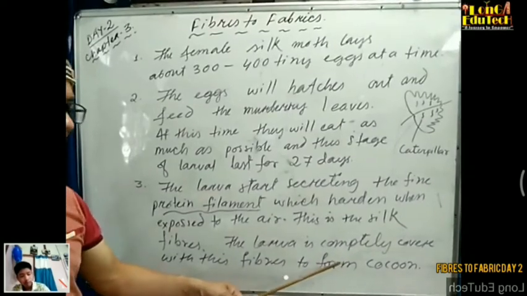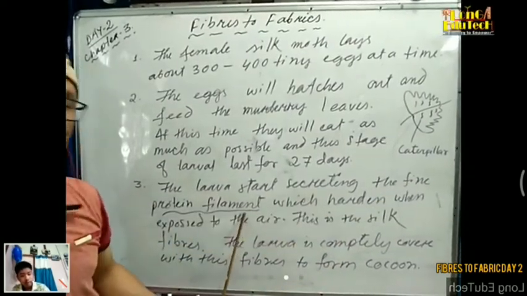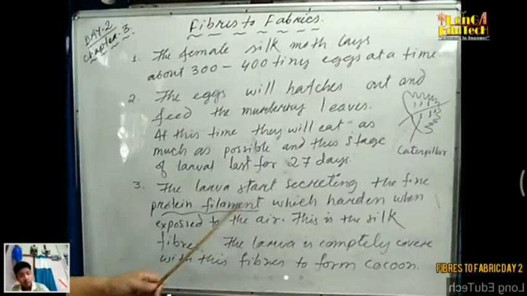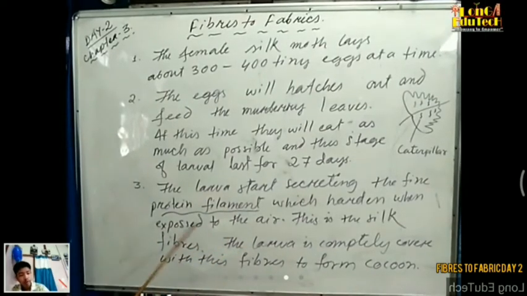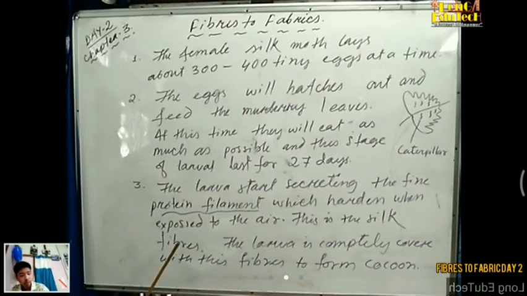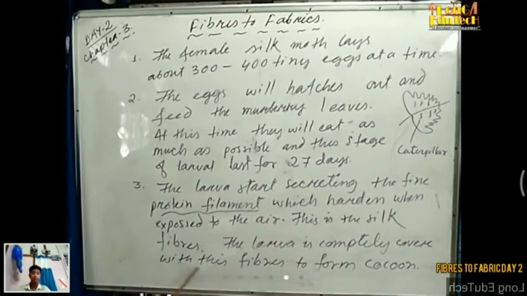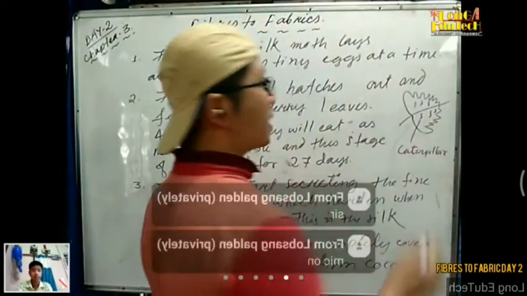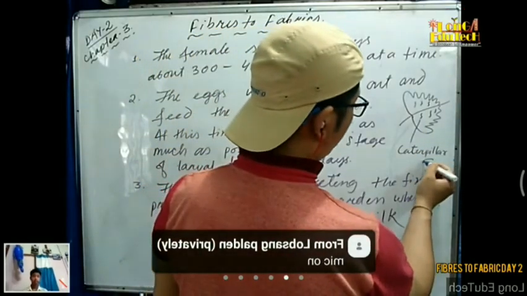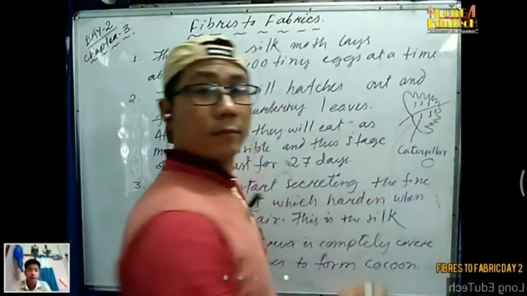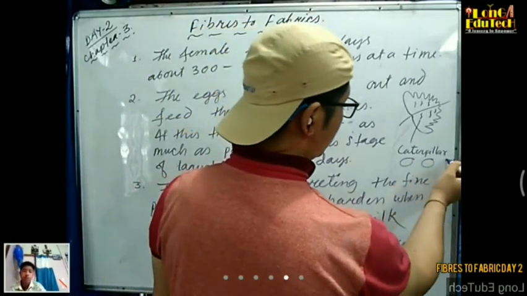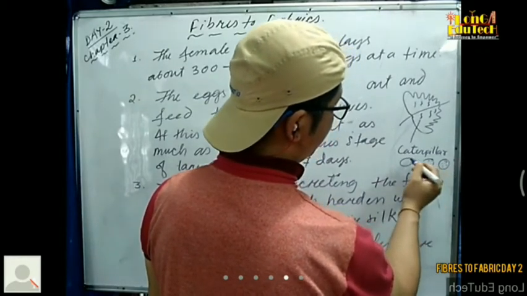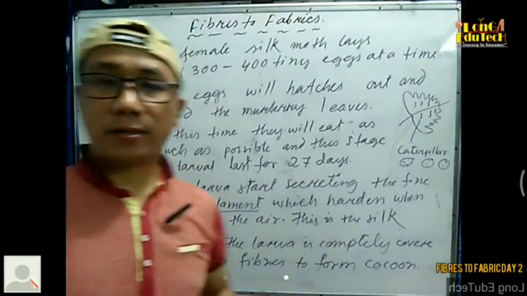From this cocoon only, that is the fine protein filament, we are going to get what is called the silk fiber. I told you, this is the silk fiber. The larva is completely covered with this fiber to form the cocoons. See this caterpillar. The cocoon is like this only, and it is made of many fibers.